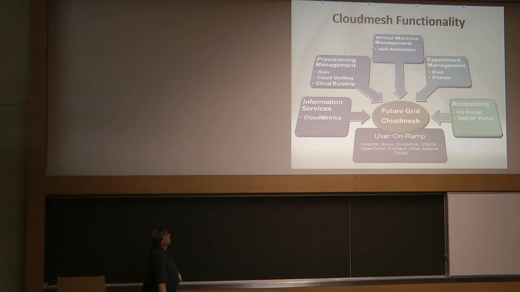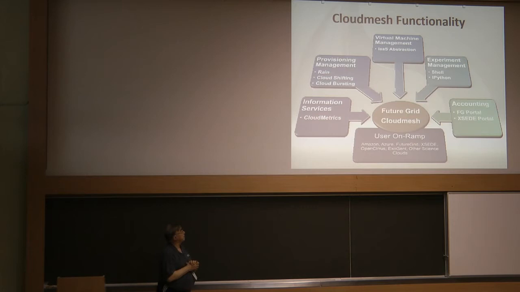We have the virtual machine manager, the provisioning, that's the dynamic instantiation of the machine instances. And that provisioning has various usage models, some of which are called cloud bursting and cloud shifting. In cloud shifting, you take a job running on one of the clusters in FutureGrid or one set of clusters, and you move them to another set of clusters. In cloud bursting, that's when you are using one system and you need to expand to a bigger system.